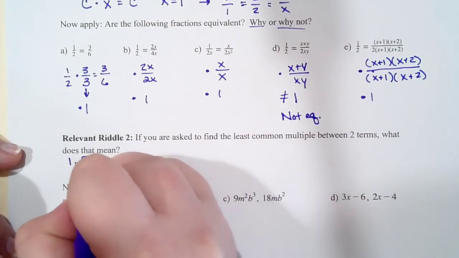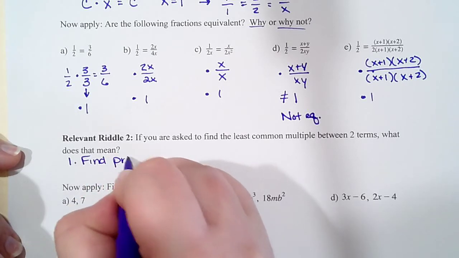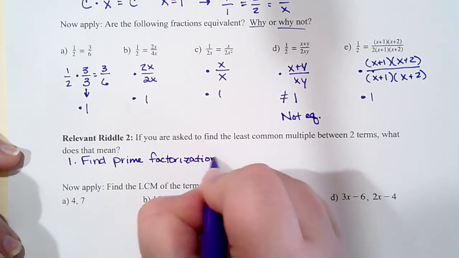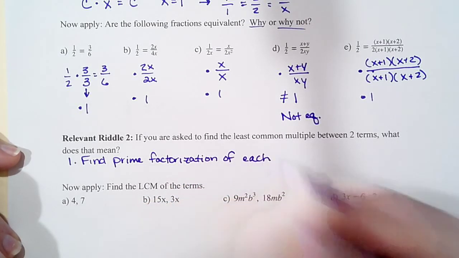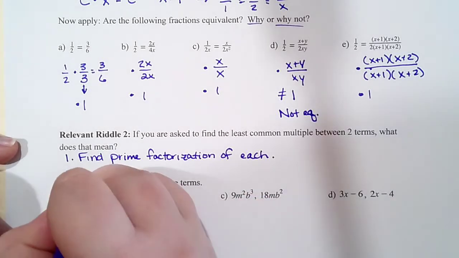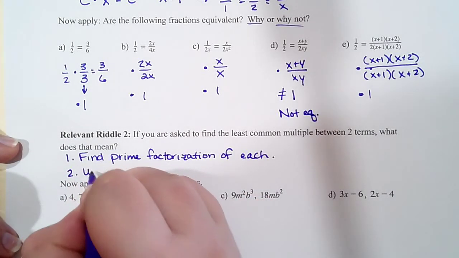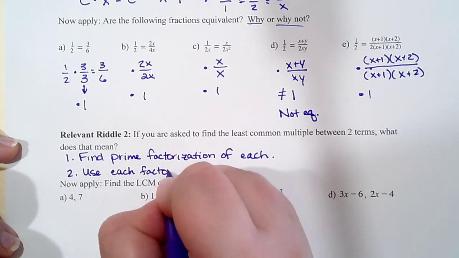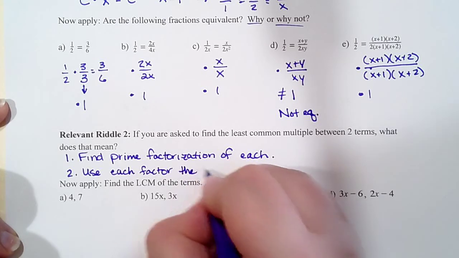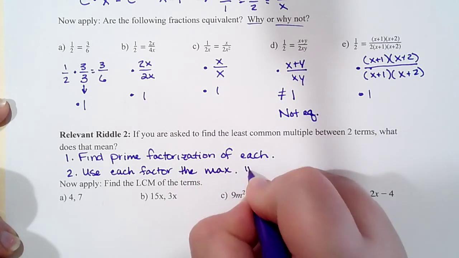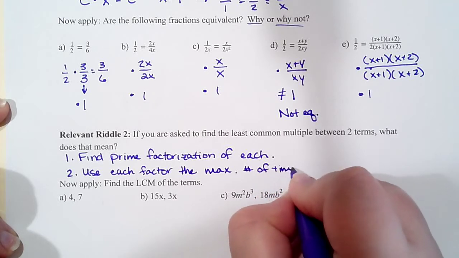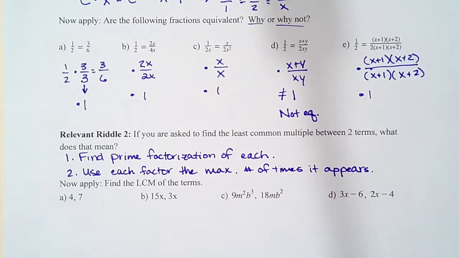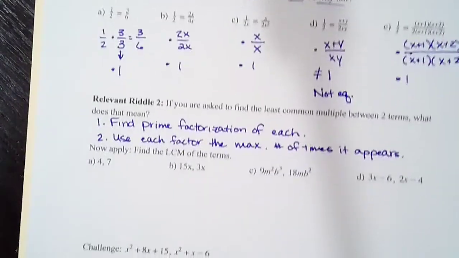First off, we're going to find the prime factorization of each. Remember, this is where we break it down. This would be our tree. Once we have broken it down, we're going to use each factor from both of them, each factor the max number of times it appears. And you're like, I have no idea what you're saying. That's okay. Let's look at some examples. I think it'll make a little bit more sense.